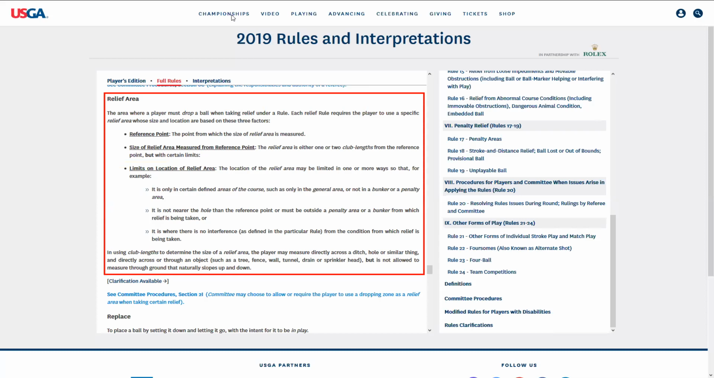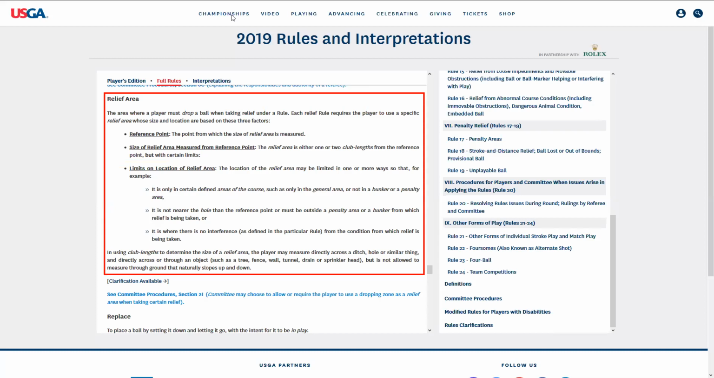And then the last factor for a relief area is there's always going to be a limitation on the location of the relief area. It may be limited in 1 or more ways. It is only in a certain defined area of the course, such as the general area or not in a bunker, or not in a penalty area. And each rule will tell us that. It's not nearer the hole than the reference point, and that's going to be in every one. And third, it is where there is no interference, such as defined in a particular rule. The example there is if you are looking for your nearest point of complete relief, you must take complete relief, which means you have no interference.